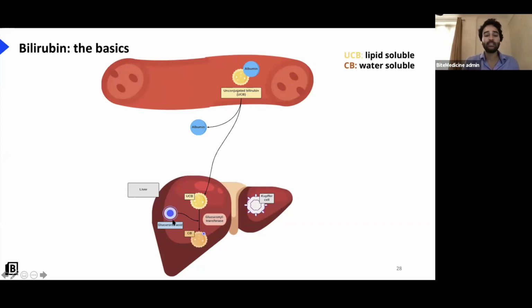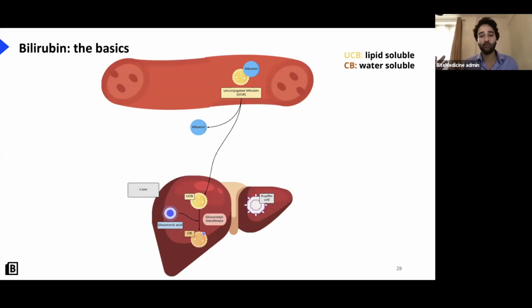So now we're going to talk a little bit about what's happening to this unconjugated bilirubin in the liver. In the liver, this process of conjugation is about to take place. Unconjugated bilirubin, as we said before, is lipid soluble.